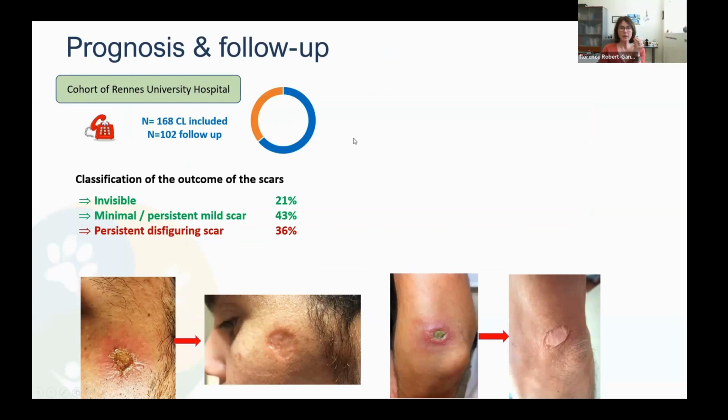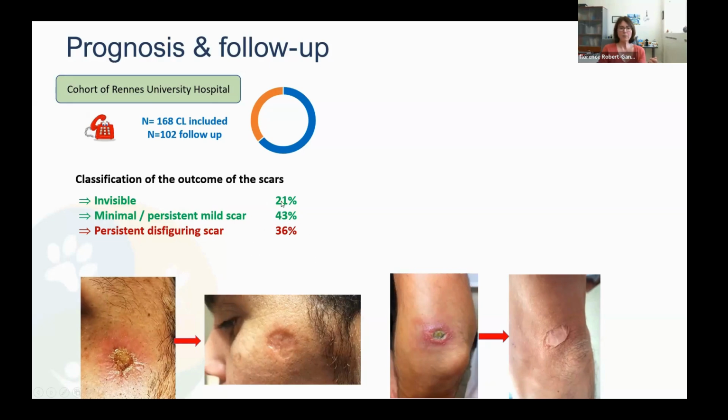And here on the consequences of cutaneous leishmaniasis, I show you a study that we conducted in our center in Rennes, where all patients diagnosed and treated at our consultation have been contacted years after their treatment, or at least 1 year after treatment. We have conducted a re-evaluation of the outcome and of the scars. And the scar has been rated as invisible, minimal persistent, or persistent disfiguring scar, as observed here on the pictures.